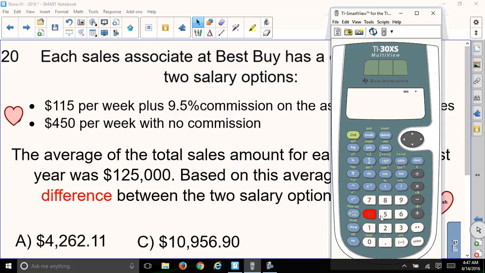$450 per week with no commission. So how many weeks in a year? And if you said 52, you are correct. So this first guy would make $23,400. That would be his straight salary. All right. So let's put that over there.